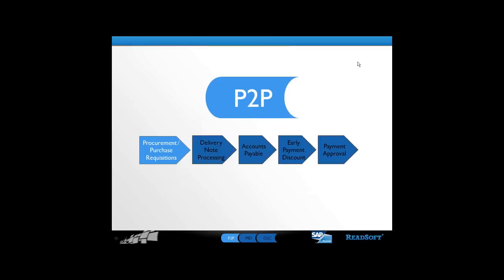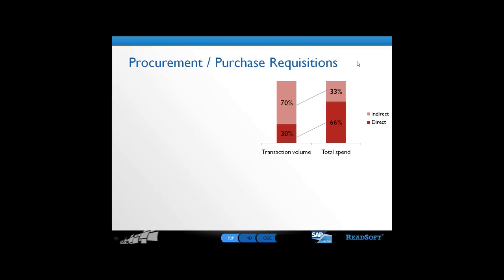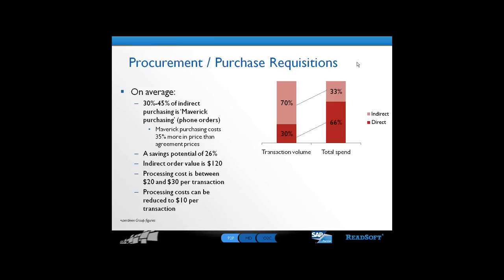So starting off with procurement and purchase requisitions. Within transaction volume, typically, according to Aberdeen Group figures, 70% of the transaction volume will be handled through indirect procurement and purchase recs, and that will account for around 33% of your total spend. On average, between 30 and 45% of that indirect purchasing is actually maverick purchasing.